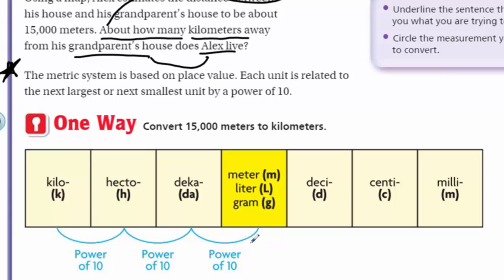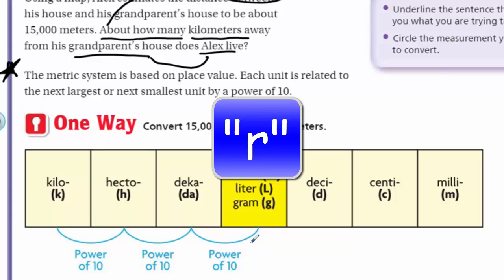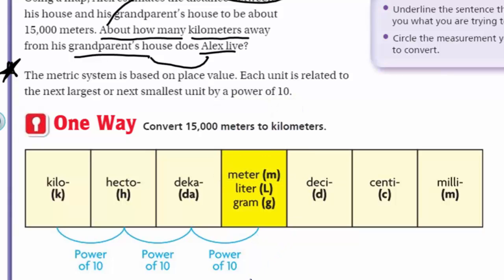And it's important to understand what these units are and, again, how they're related. How are they related? Well, think of what's in the yellow. We think of these as base units. And base units suggest that we're going to be making comparisons based on that unit. It becomes kind of like the standard.